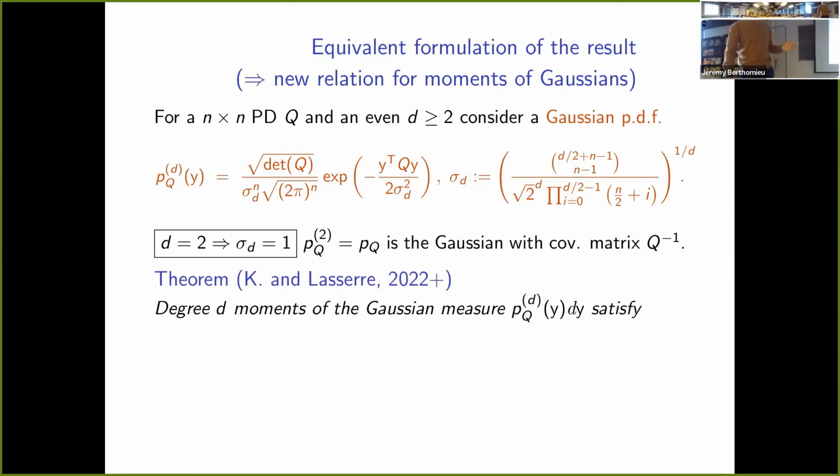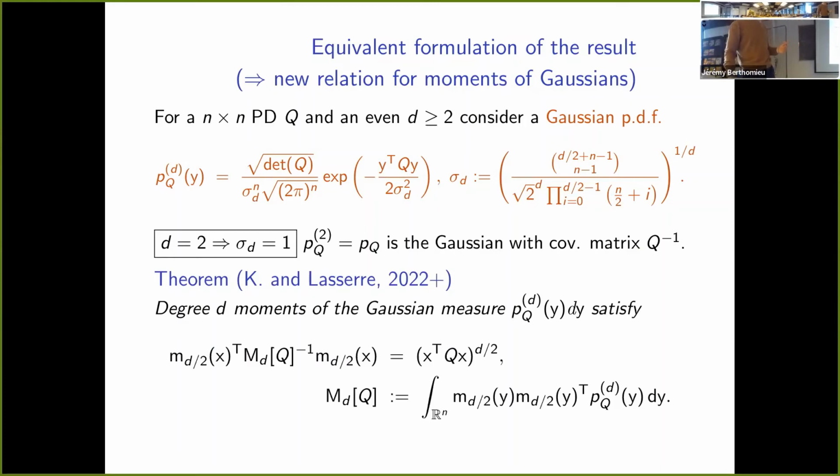The degree d moments of the Gaussian measure satisfy this relation. So this can be viewed as a sequence of relations that high order moments of a Gaussian have to satisfy. You take the quadratic form, you take any d here, you compute this moment matrix, and then these moments have to match the coefficients of this power of the quadratic form.